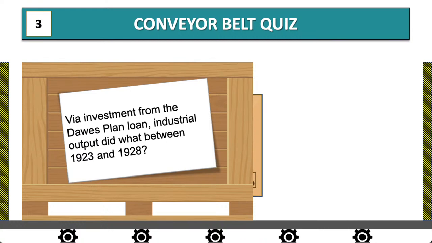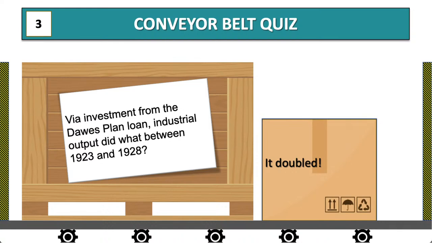Now, this seems like a complicated question, but it's after an easy answer. It doubles. Basically, industrial output doubles between 23 and 28, and you actually see year-on-year wage increases as well, generally, for the German population.